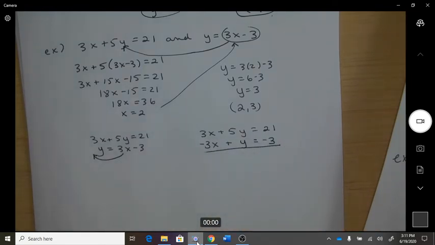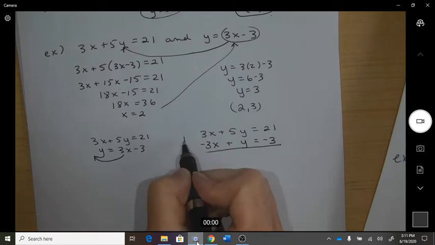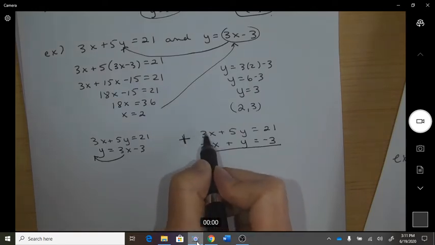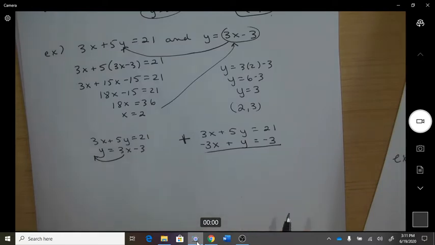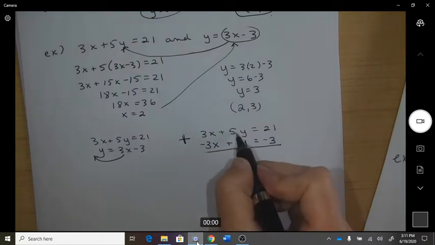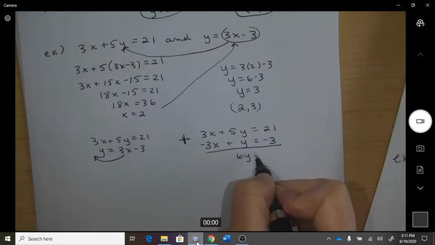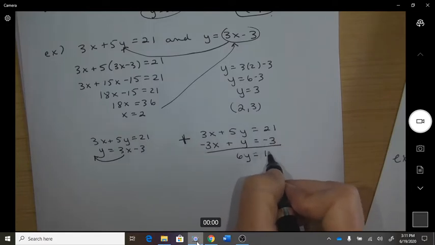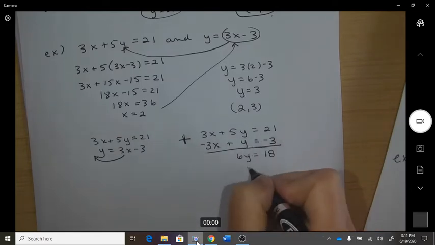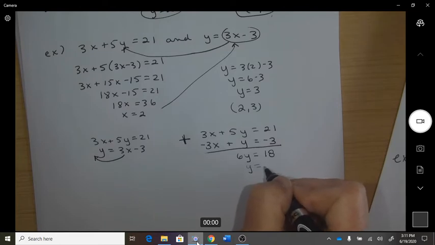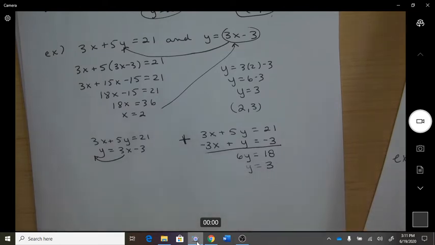So if I think about how to get rid of a variable, do I want to get rid of x's or y's? So it looks pretty easy to get rid of x's. So if I add those lines together, 3 plus a negative 3 would equal 0. So now 6y and then add, and you get 18. Dividing by 3, or by 6 is 3.